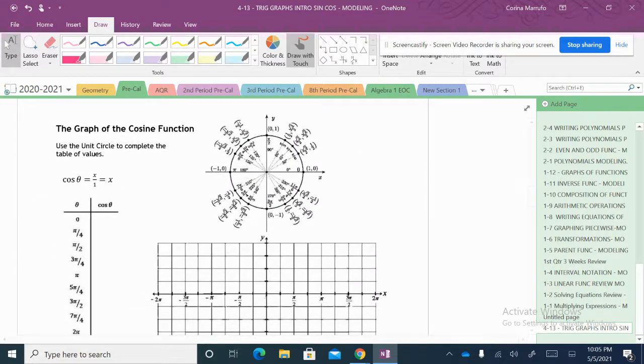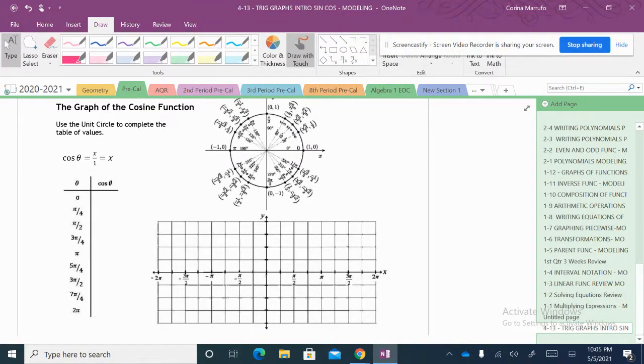All right. So now the graph of the cosine function. It says use the unit circle to complete the table of values. So now we know from the previous lessons that cosine is equal to our x value. So at 0 degrees, my x value here is 1. At pi over 4, my x value here is the square root of 2 over 2. But remember, I'm going to put it as a decimal because it's easier to graph. At pi over 2, my x value is 0. At 3 pi over 4, my x value is the negative square root of 2 over 2, so that'll be negative 0.707. At pi, my x value is negative 1.